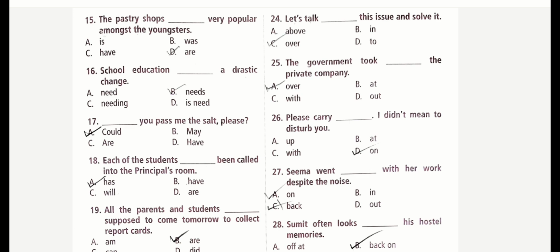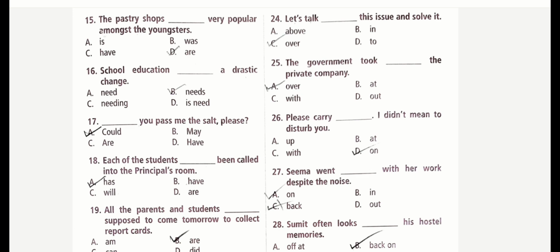Dash you pass me the salt, please. Okay, so this is the question. Options are could, may, are, have. Okay, the correct answer is could. Could you pass me the salt, please? So this is a polite request. In a polite request, we can add could or would. They both convey a polite tone and are commonly used in this context.